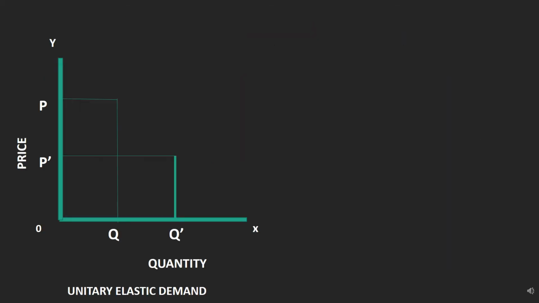So let's see on the graph. When price is OP, the quantity demanded is OQ. When price is OP dash, the quantity demanded is OQ dash. When price falls from P to P dash, the quantity demanded rises from Q to Q dash. The distance between P to P dash is equal to the distance between Q to Q dash. So that's why it is unitary elastic demand. So our demand curve is a straight line. It's not flatter, it's not steeper, it's a straight line.